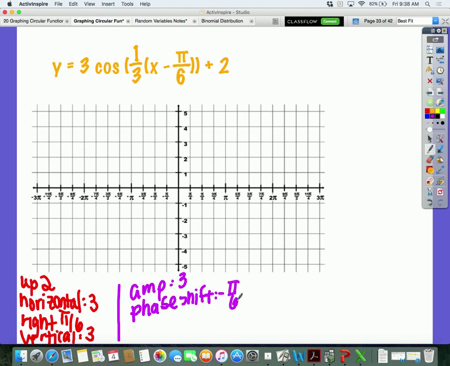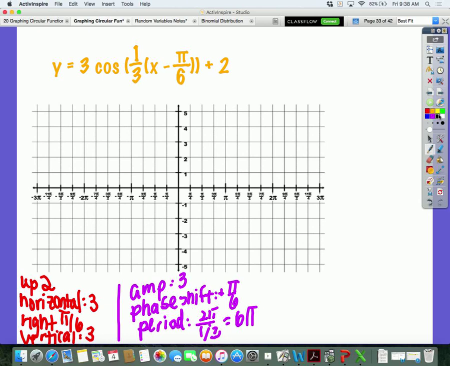Are you sure? Which way are we moving? Left or right? So there should be a positive pi over 6. And then what's my period? It's going to be 6 pi, because normally it would be 2 pi over b. B is 1/3. Keep, change, flip. So my period is 6 pi. These are just some questions that could be associated with this problem before they actually ask you to graph it. Okay?